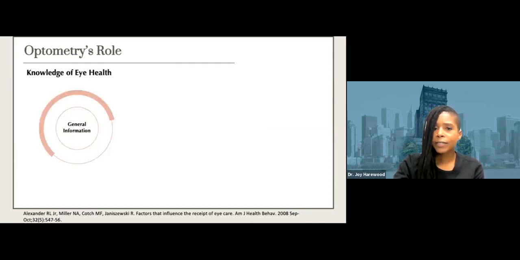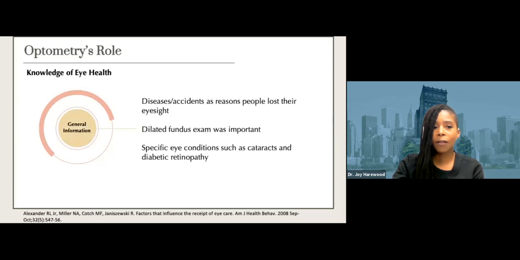The next section tried to examine people's knowledge of eye health. And it found that the knowledge of eye health was quite poor. People knew that a DFE was important, but they couldn't necessarily specify different eye diseases and conditions. They said they knew that diseases and accidents could potentially cause people to lose their vision, but they weren't really able to be aware of conditions like cataracts, diabetic retinopathy, and other eye diseases that we would commonly assume that people would know. Regarding eye examinations in general, they cited that fear and denial were barriers.